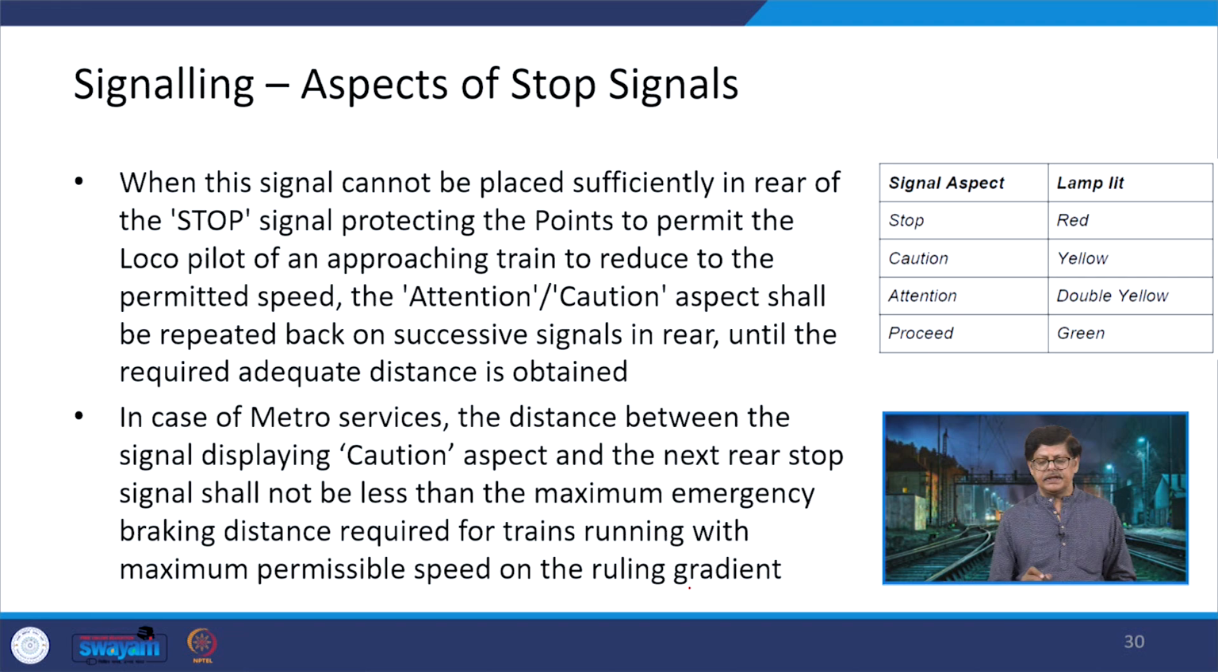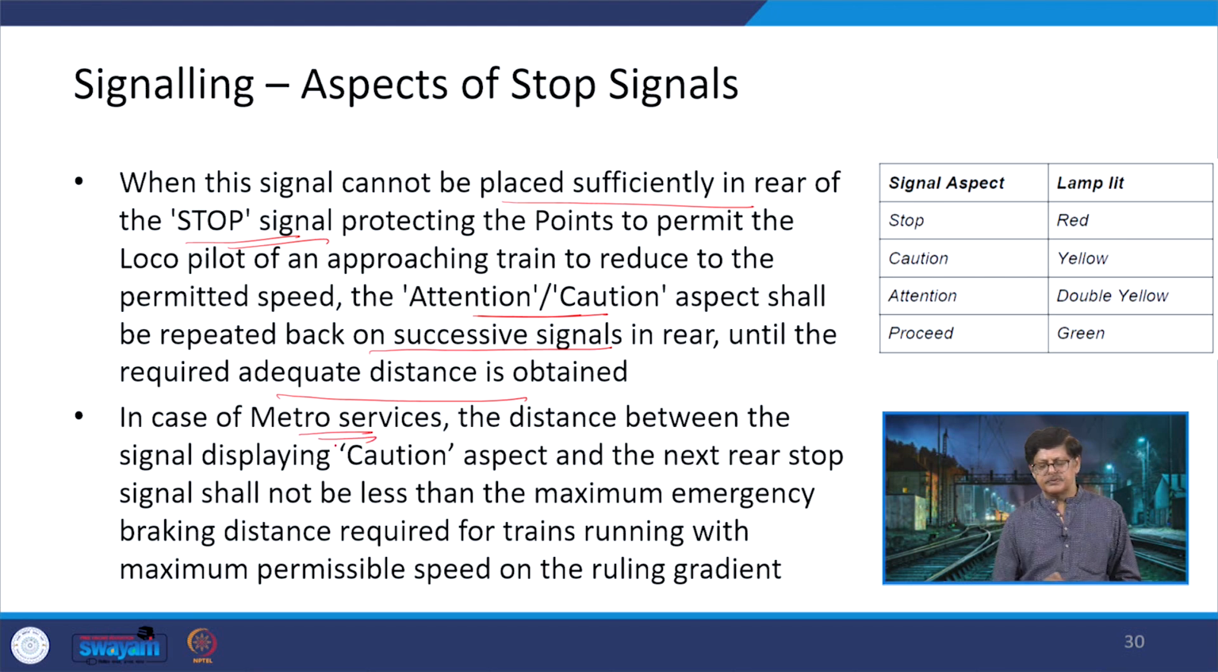Now, when the signal cannot be placed sufficiently in rear of the stop signal protecting the points to permit the loco pilot of an approaching train to reduce to the permitted limit of speed, the attention caution aspect shall be repeated back on the successive signals in rear unless and until the adequate distance is again obtained. So, again we are emphasizing another condition here.